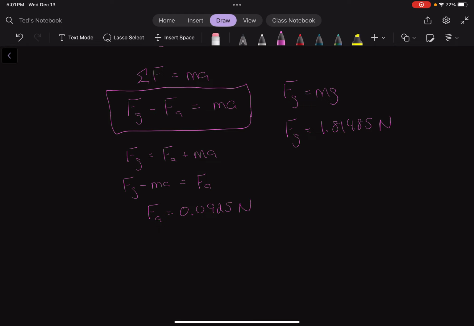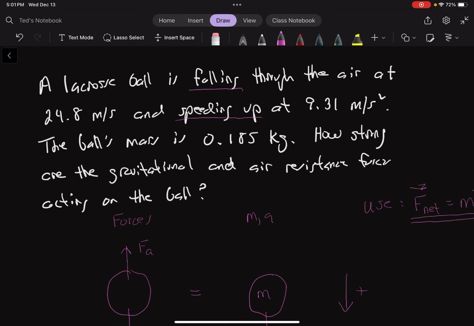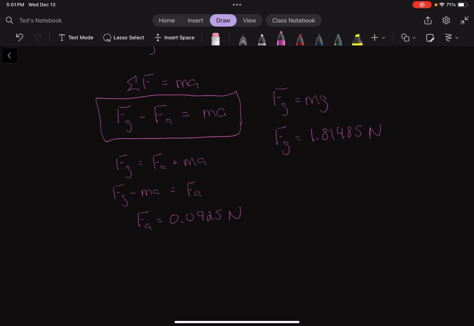And if we use significant figures, this problem has 3 significant figures. So I'm going to round each of these to 3 significant figures. Force of gravity is 1.81 newtons, and air resistance force is 0.0925 newtons. Now, one thing to notice is that the air resistance force is much less than the gravitational force.